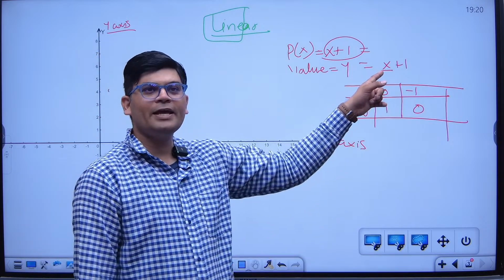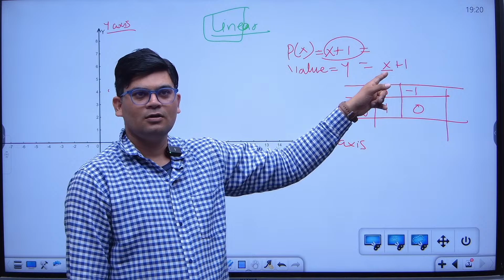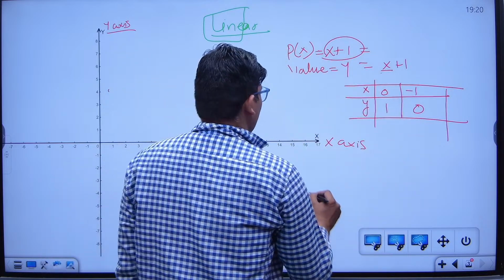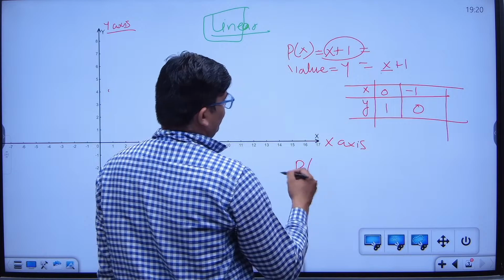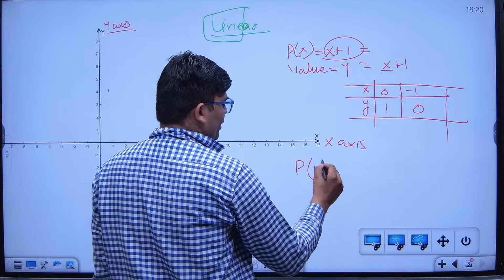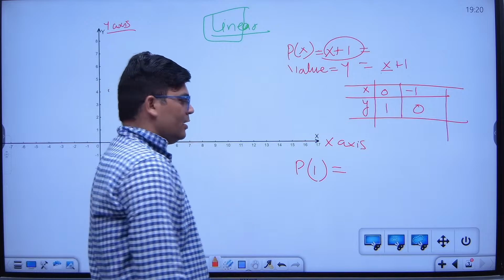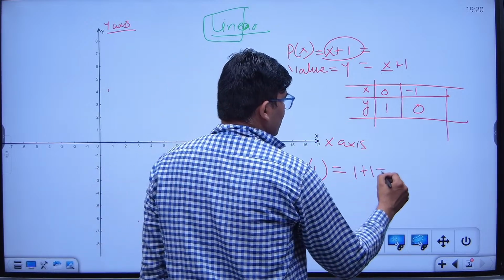If I take x as minus 1, how to calculate the value? To calculate the value, we write the number for which we want the value. Suppose if I ask you what is P1, so instead of x, you will write 1. So what is 1 plus 1? 2.